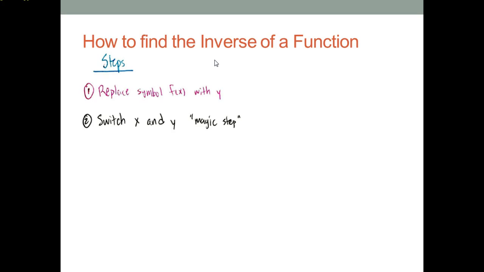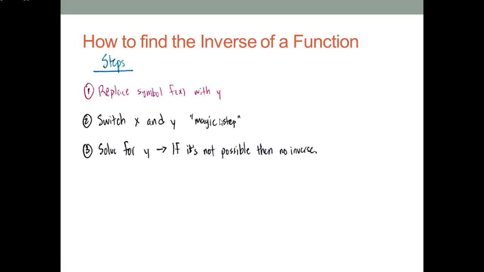There's no mathematical reason for this. I'm just going to switch them. Some students have called it the magic step. The mathematical reason is I'm really just forcing the function, if we can solve it for y, to be the definition of an inverse. But that's really complicated, and it kind of is explained by us doing the problems. So more importantly, I just call this switching x and y.